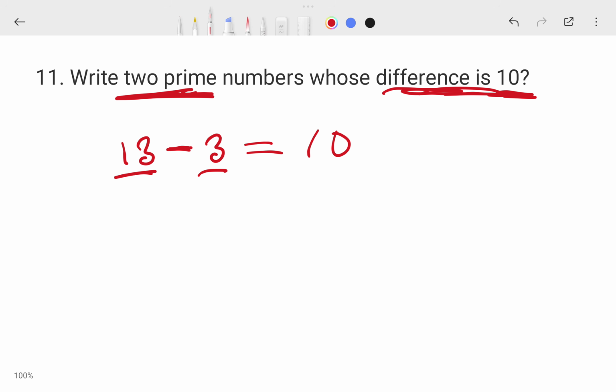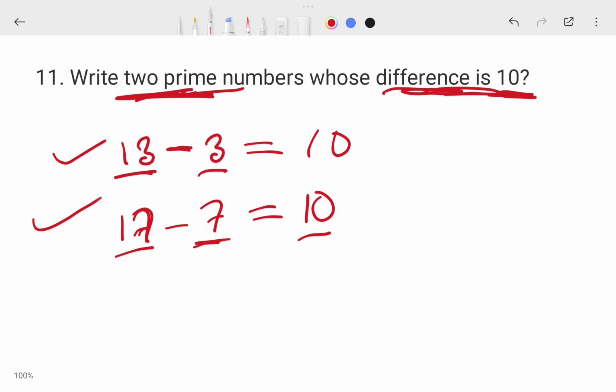You can do another way also. 17 is a prime number, 7 is also a prime number. If you subtract, the answer will be 10. We have to write two prime numbers, so 17 is prime, 7 is prime, and if you subtract both, your answer will be 10. You can write this one or this one.